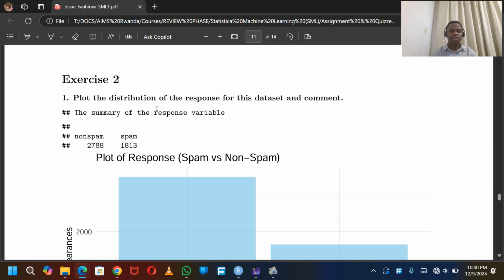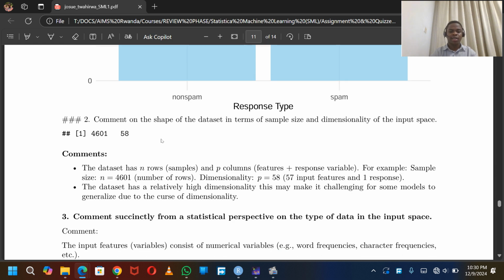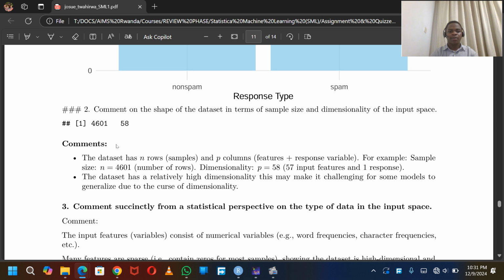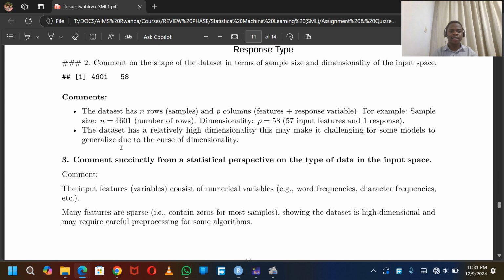So let me go ahead with question 2, exercise 2, where I was having a built-in dataset called spam. It was a categorical classification problem because the response variable was taking two values, non-spam and spam. The dimension was about 4,601 rows, and columns about 58.